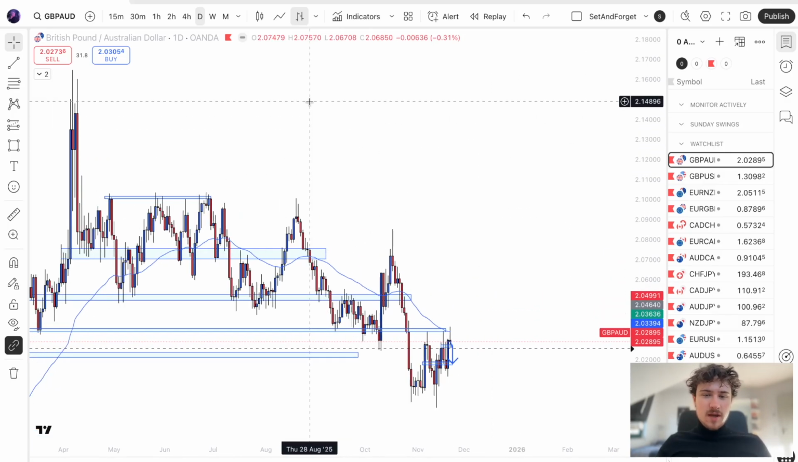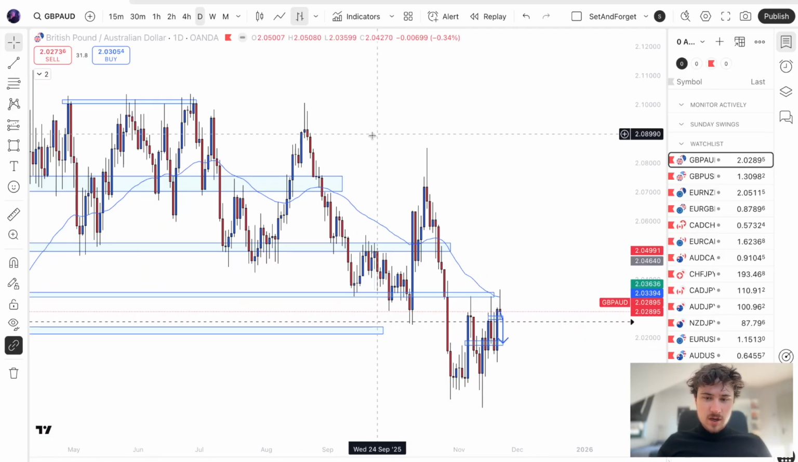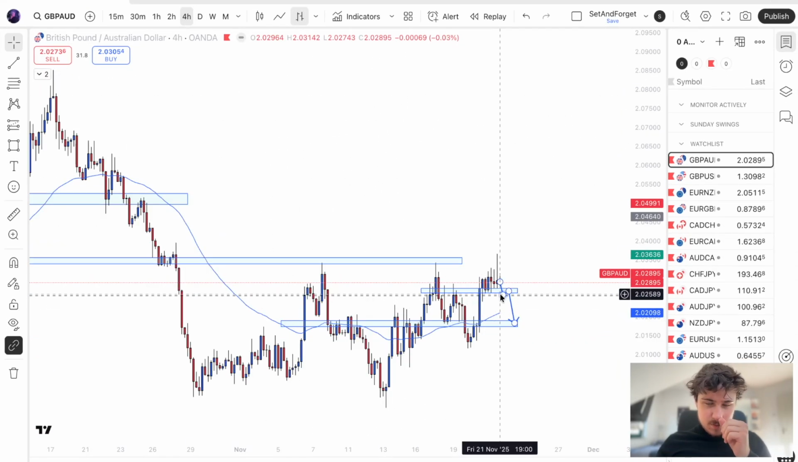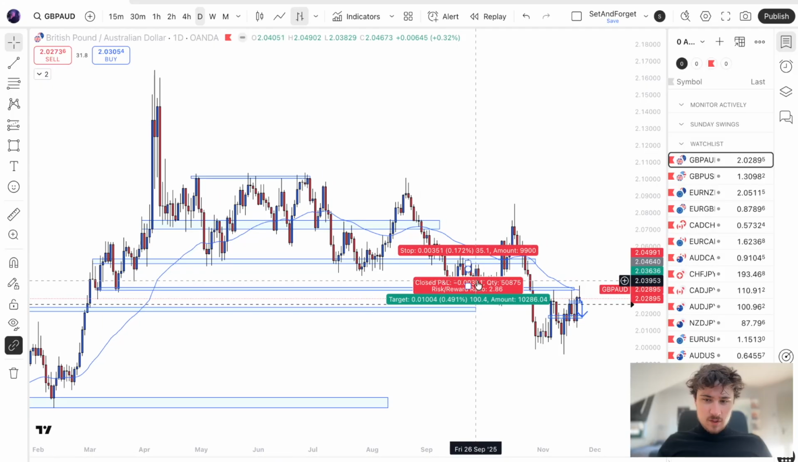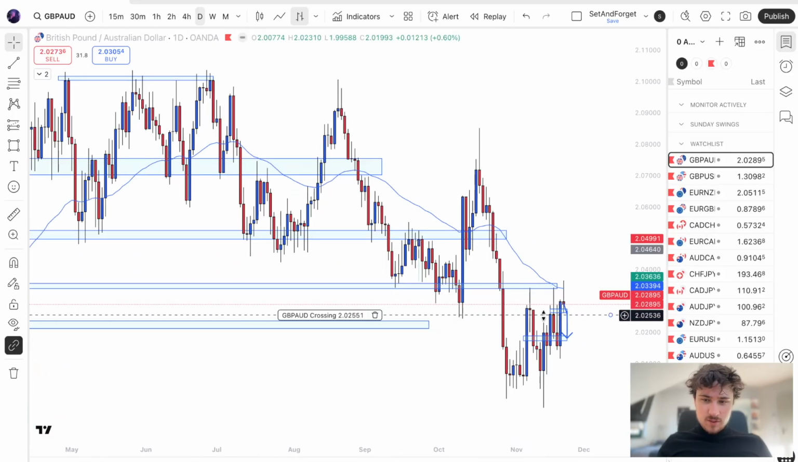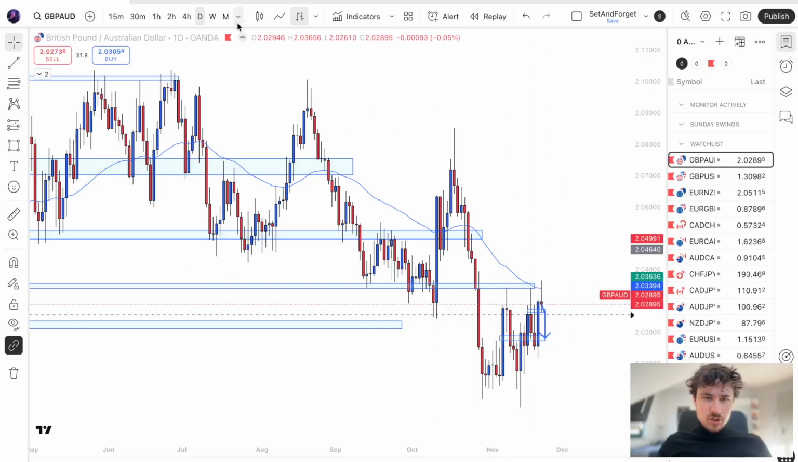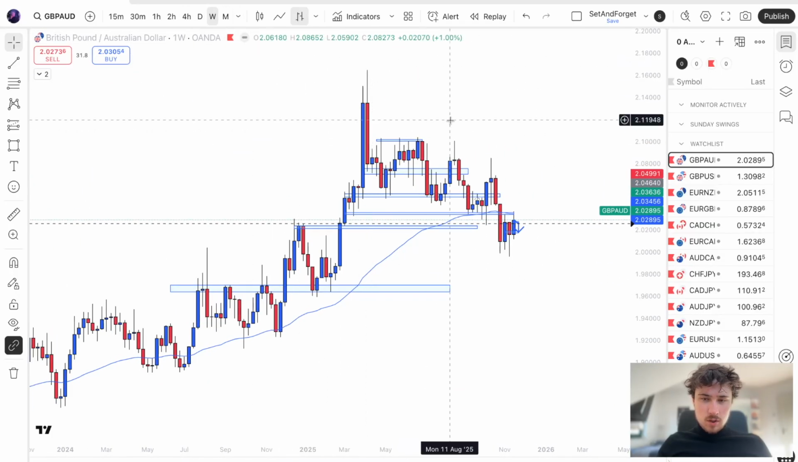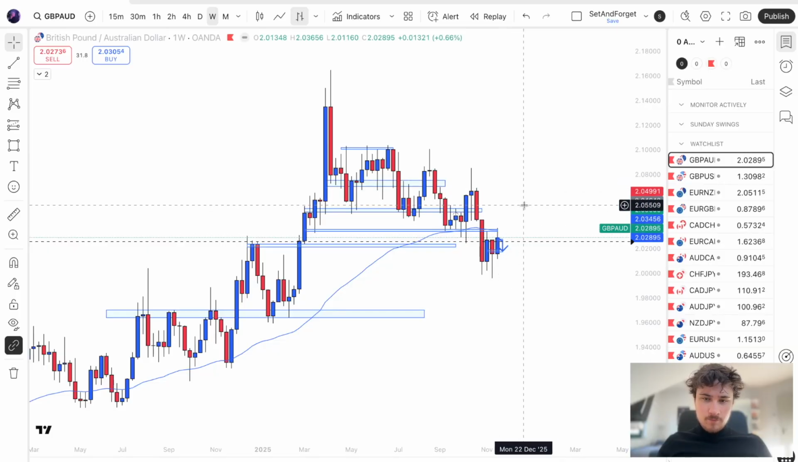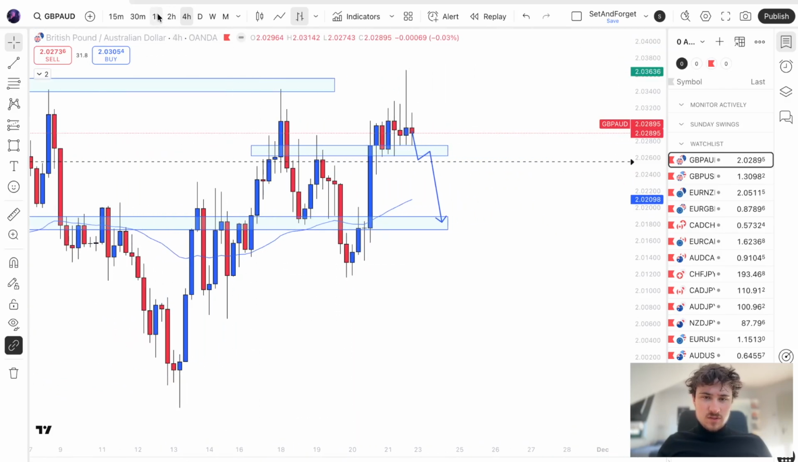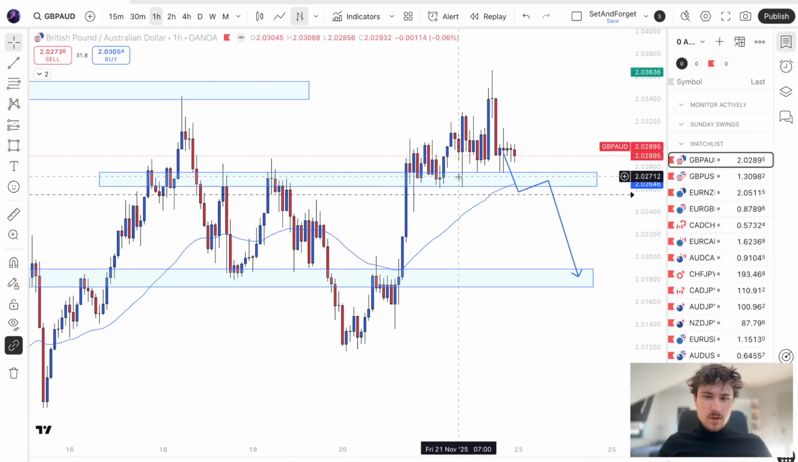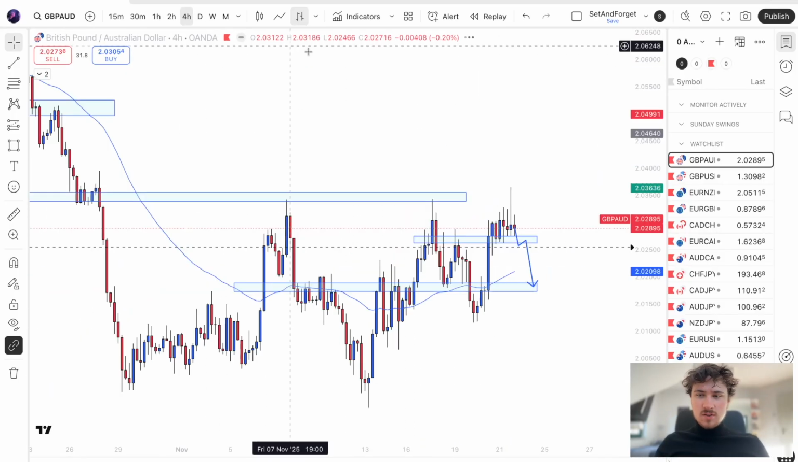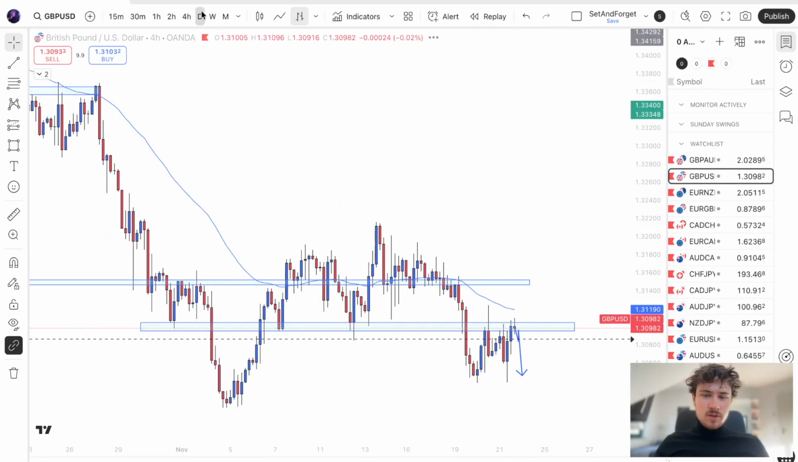Let's start with GBP AUD. I'm looking for a break and retest below this little area of interest here. On the daily, we have the EMA, this area of interest, the doji right here. Weekly, also EMA. Yeah, I think it looks good. On the 4 hour, I'm looking for a break below this and then a retest, and then we also have the EMA and then shorts to the downside.